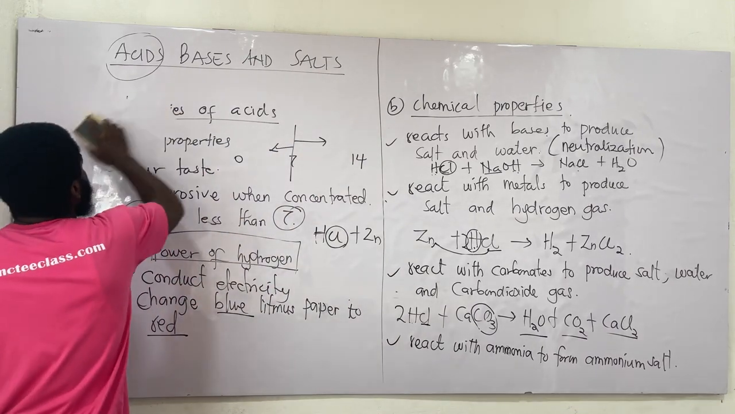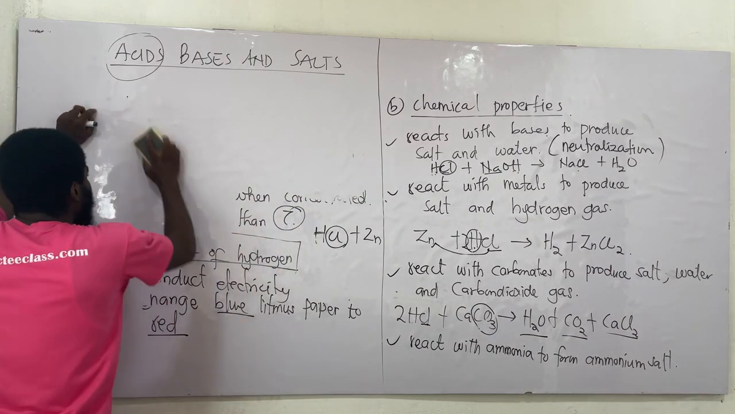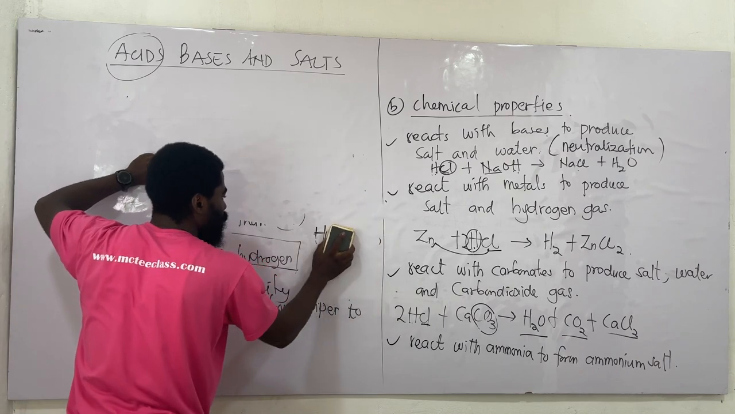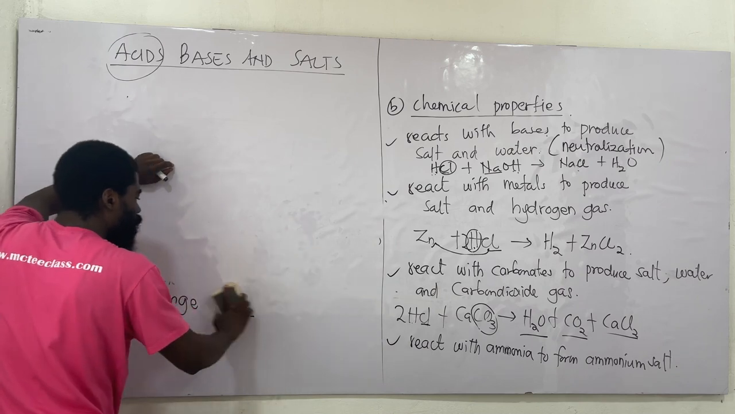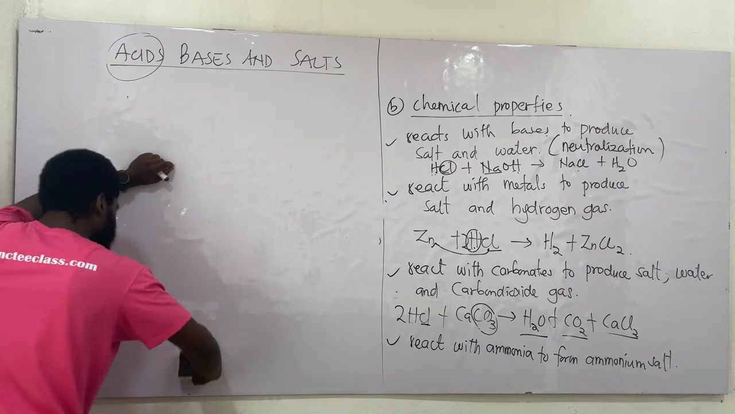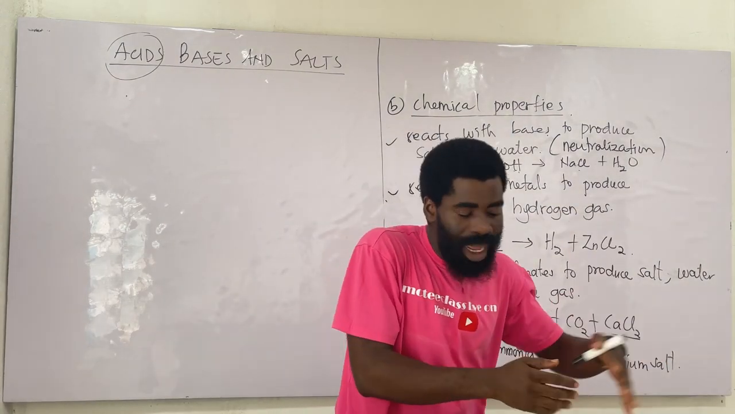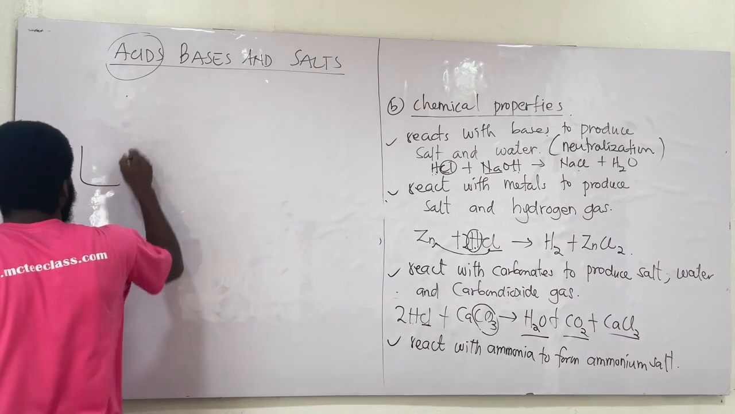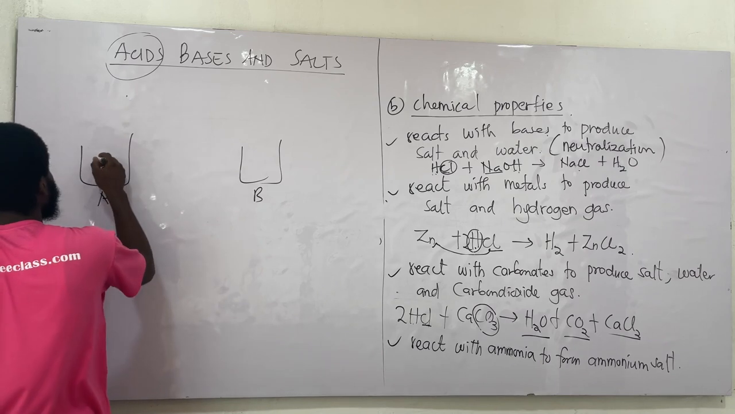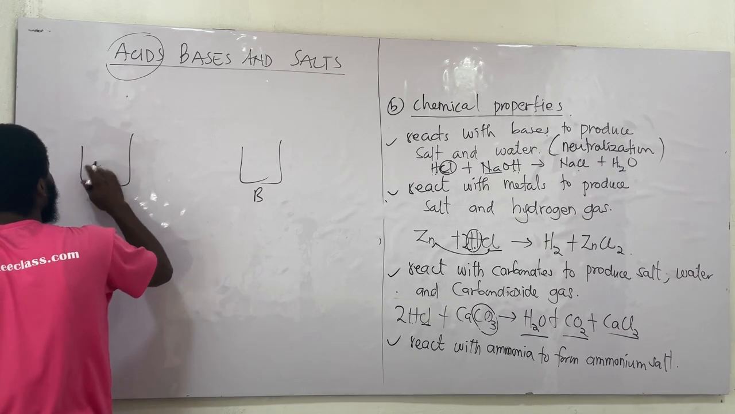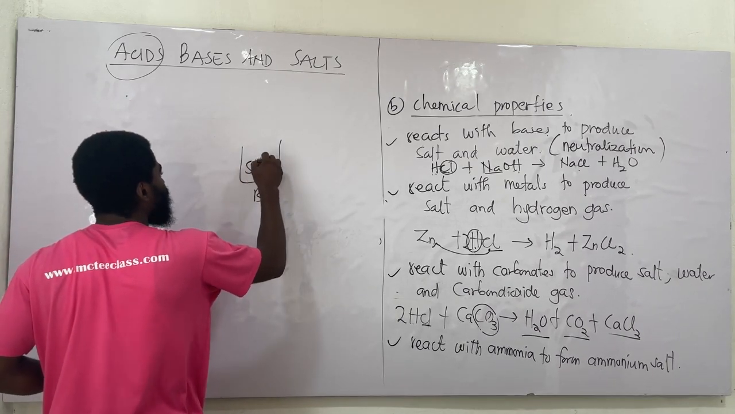Let's move on. We are going to strong and weak acids. Acids can be strong and acids can be weak. Now, the strength of an acid depends on the number of hydrogen ions in the solution. If this container A is an acid and that container B is also an acid, but A produces more of the H plus. So we have, let's say, 20 of the H pluses here, and we have 5 of the H plus.